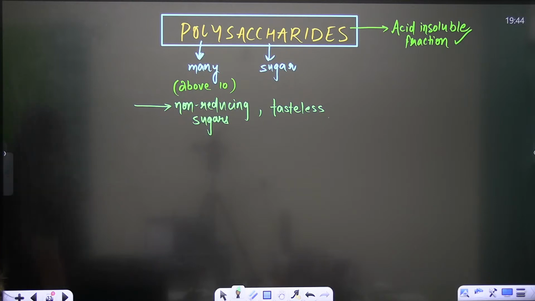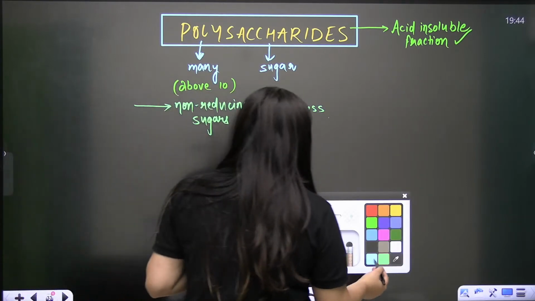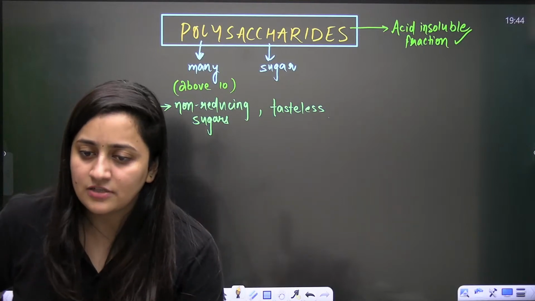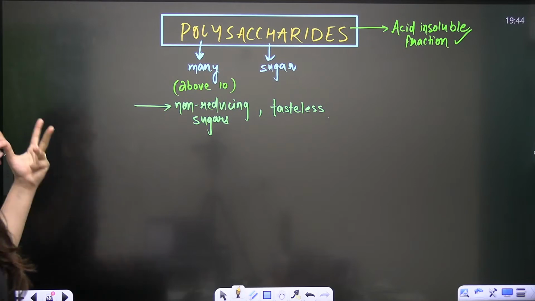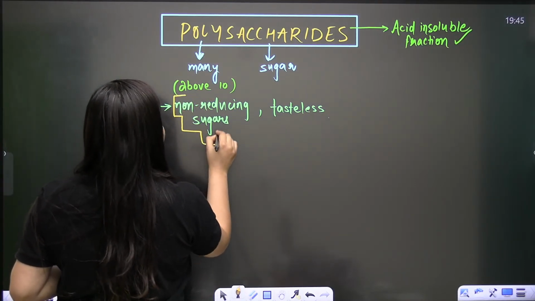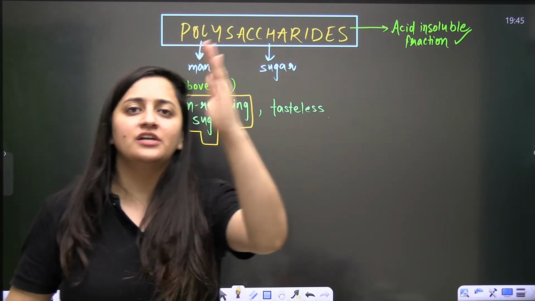They are tasteless and they all are what? They all are non-reducing. But bache, in the NCERT, one line is given which can be asked as a question. No doubt overall, you are saying that this is the property of the polysaccharides, that they are non-reducing, means they cannot reduce cupric to cuprous.